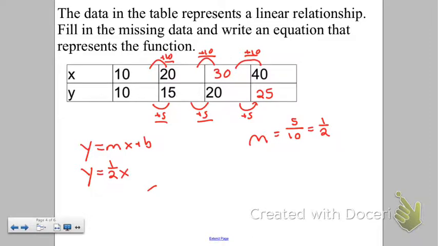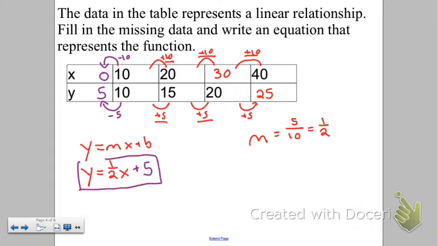Now I have to determine what my y-intercept would be. I can find that by just working backwards in my table. If I subtract 10 here, I'm at 0. Here I have to do the opposite, so I can subtract 5. 10 minus 5 is 5. So my y-intercept would just be 5. And this would be my equation.